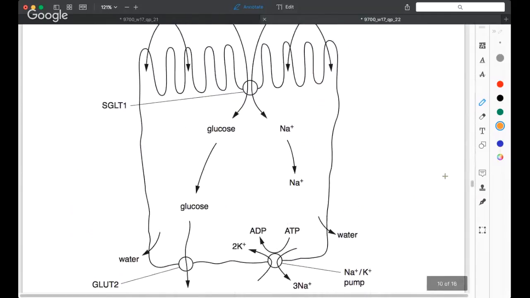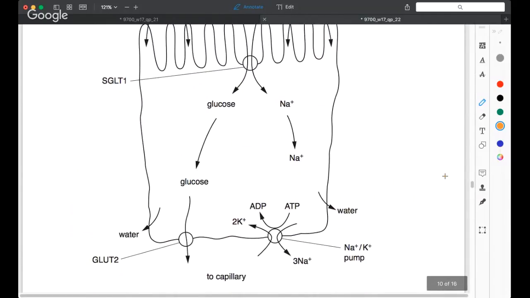So that would be sodium ions. So we've gone to the stage that sodium is being co-transported into the cell with glucose. Now tell me what happens to that sodium. So that sodium can be transported out of the cells by a sodium potassium pump.